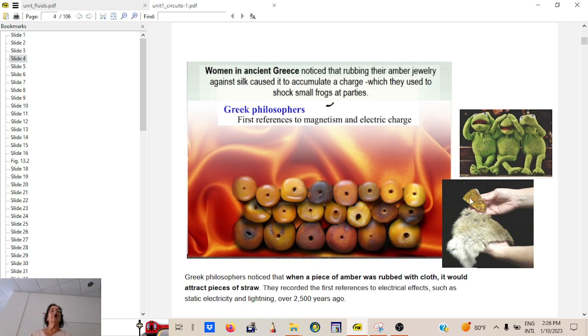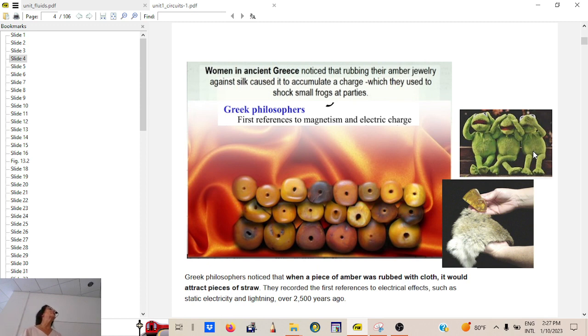The amber here became charged. But they didn't understand what was going on. They just noticed that when they did that, then if you touched someone or if you touched frogs, you got a spark and you could shock the frogs. I'm talking about frogs because that's what they did.